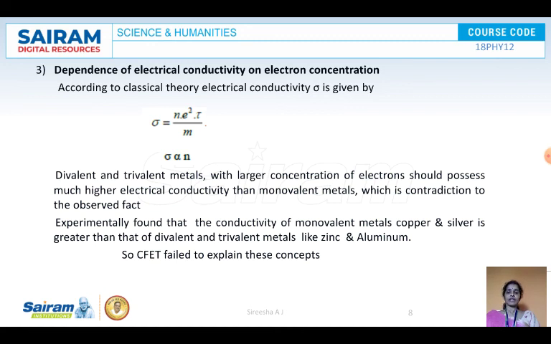So these are the three failures which we have seen for the classical free electron theory.